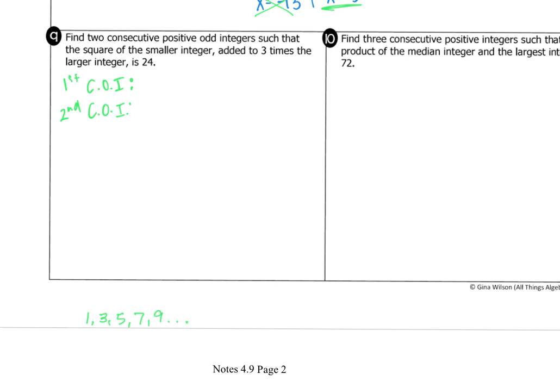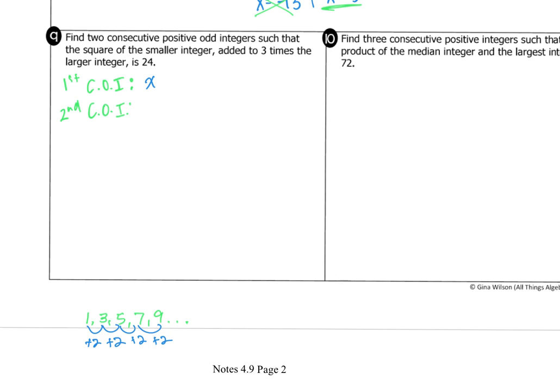Now here's the thing that we have to remember. Every odd number, like from 1 to 3, that is 2 numbers away from each other, right? We have to add 2. 3 to 5, we add 2. 5 to 7, 7 to 9. We're always adding 2 to get from one odd number to the next. That's really important here. So the first number we're always looking for, we get to label as x.